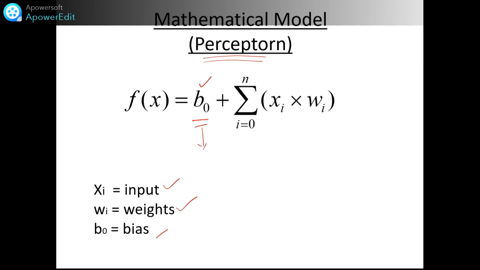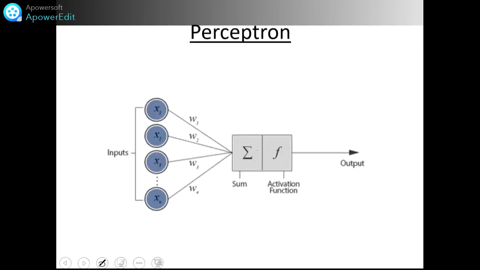Previously we saw the simple case of y equals mx plus c. Here x is multiple x's, that is x1, x2, x3, x4. These m are also multiple m's, w1, w2, w3 like this, and c is simply this b0.